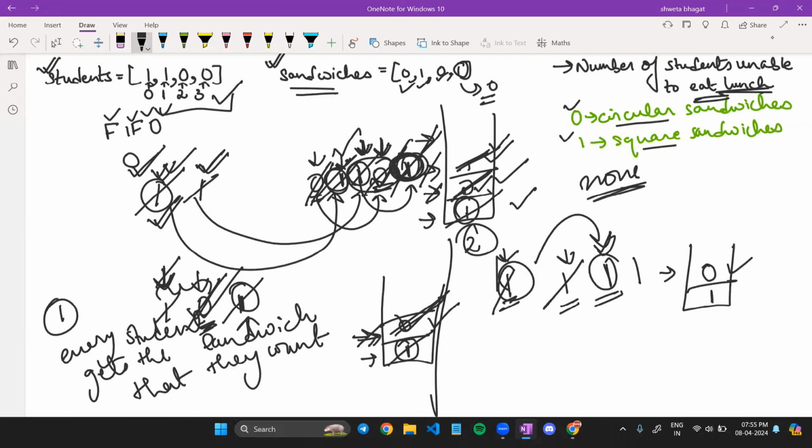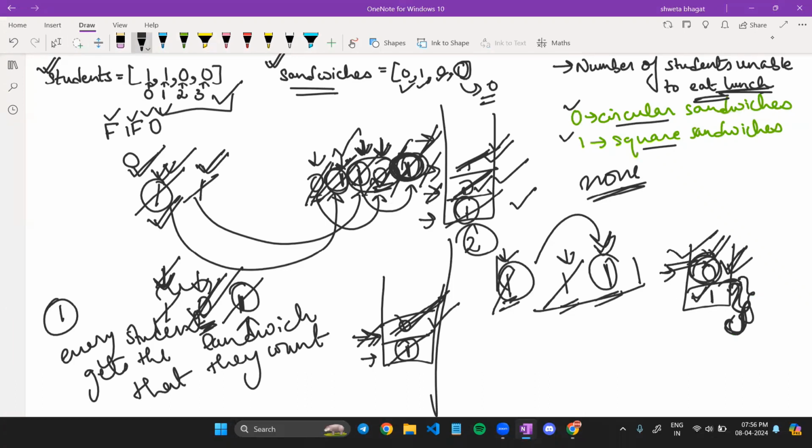We noticed that if there is no student who wants the sandwich which is present at the top of the stack, then none of the students after it would be able to eat anything, correct? Because of how a stack works, first we have to remove this, then only will we be able to remove this, right? So first of all, we'll have to give this circular sandwich to someone, then only we'll be able to give this square sandwich to someone, right?